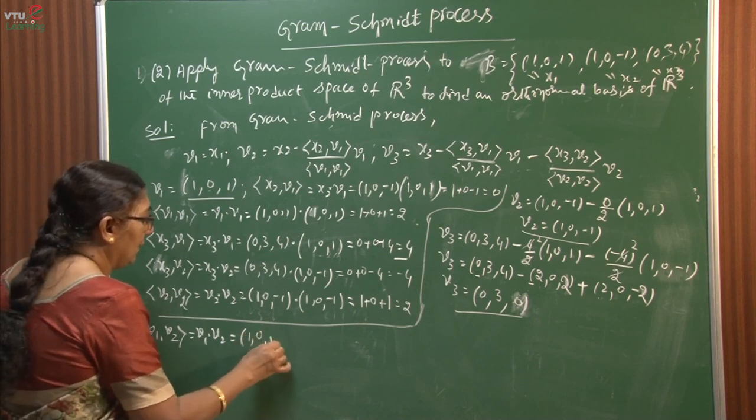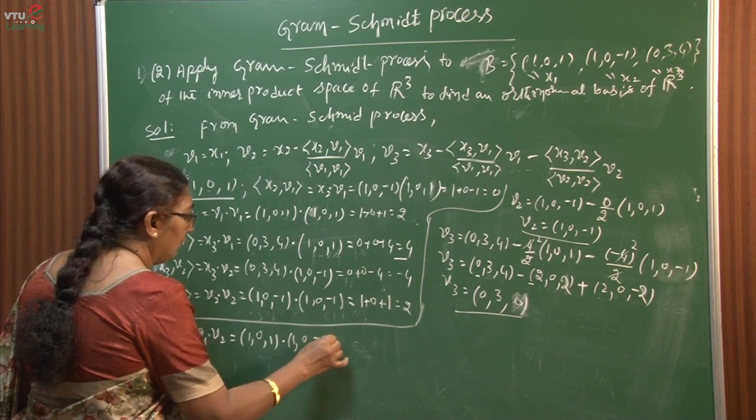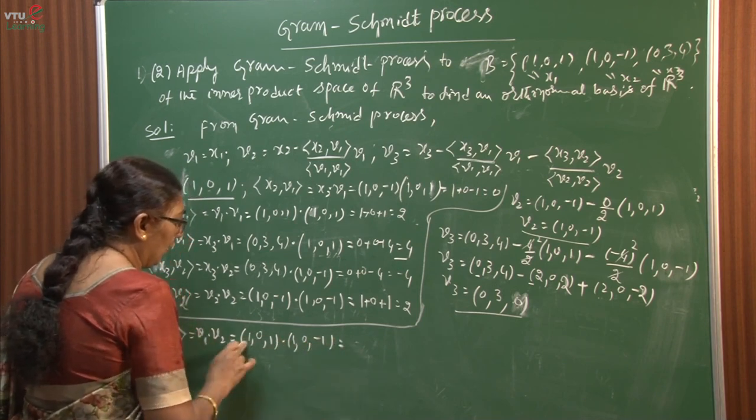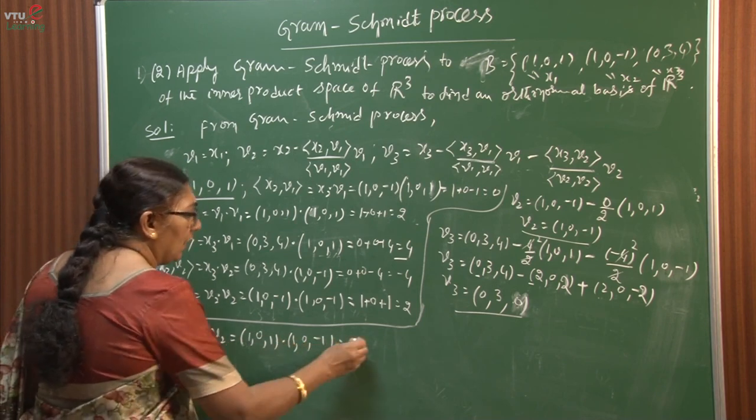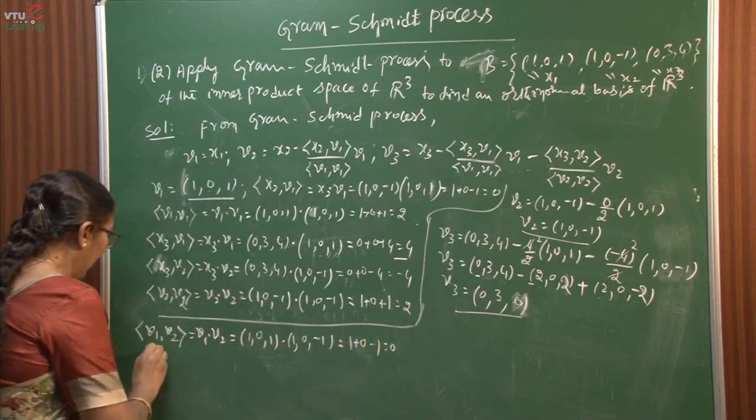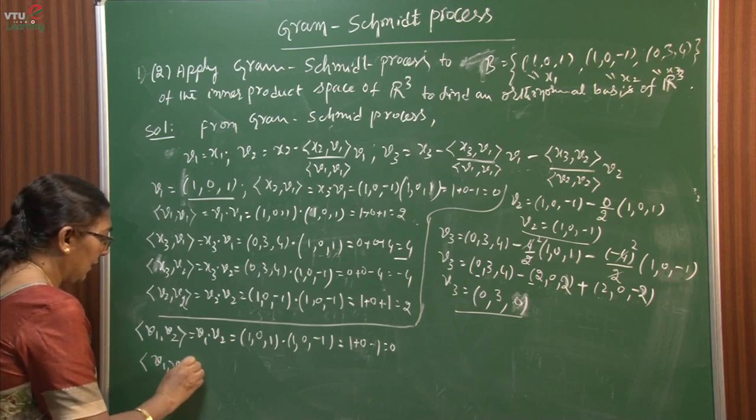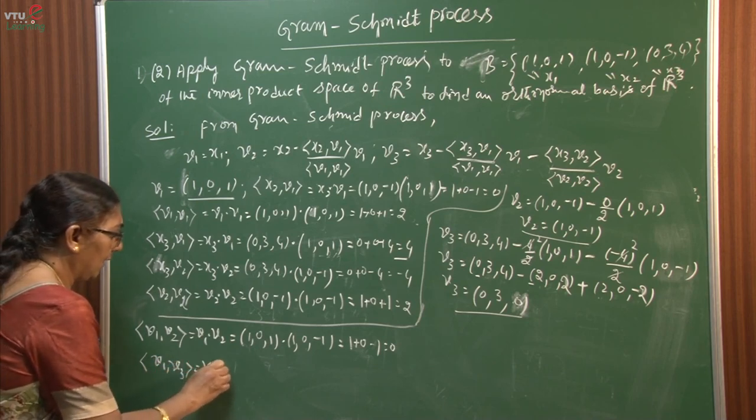(1, 0, 1) dot (1, 0, -1). Use the dot product: 1 into 1 plus 0 into 0 and then 1 into -1. 1 plus 0 minus 1, we get 0. Okay. And then I have to find out what is the inner product of v1 with v3, which is nothing but v1 dot v3.